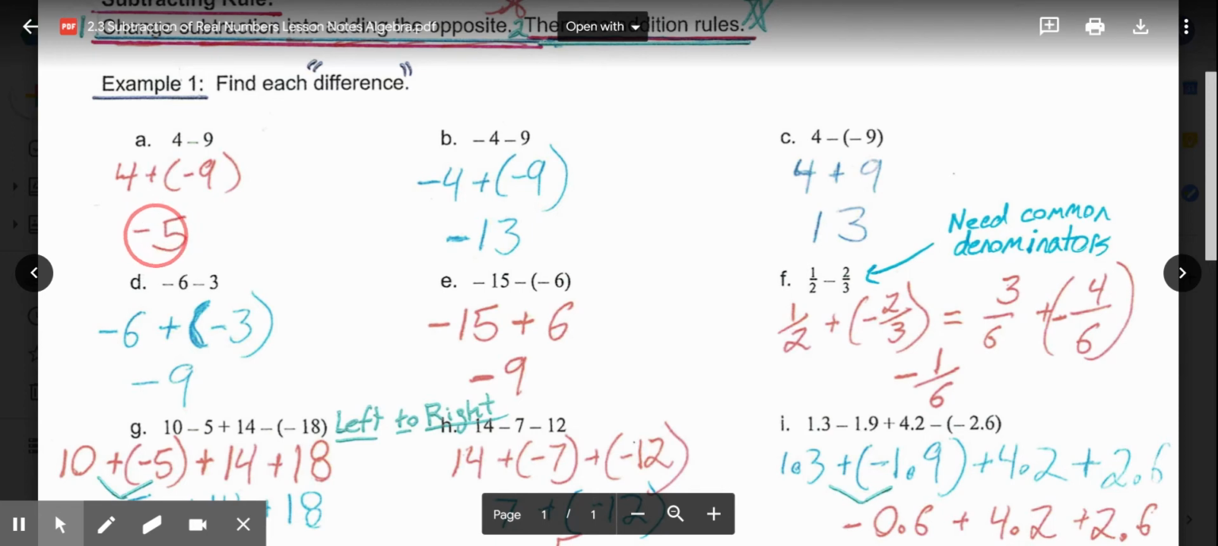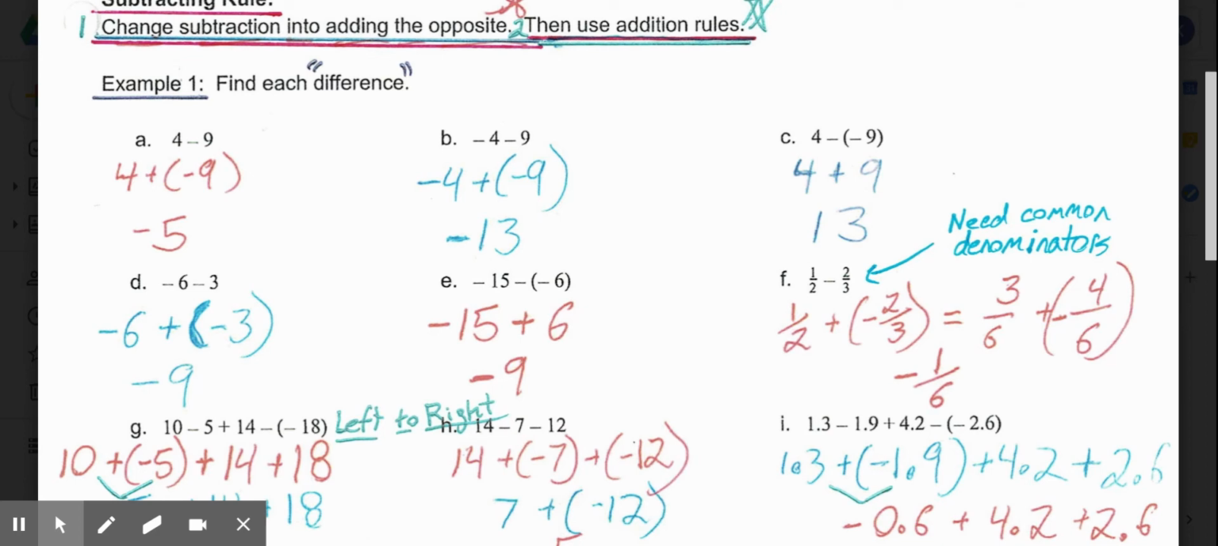And then following our addition rules, 9 minus 4 is 5, and we have more negatives than positives, so it's a negative 5. In part B, we have a negative 4 minus 9. So we change it to a negative 4 plus a negative 9. So we're adding the opposite. So you never change the sign of the first number. That always gets left alone. Change subtraction to addition, and change the sign of the second number. And then we have a negative 4 plus a negative 9. Follow our rules of addition, negative 13.